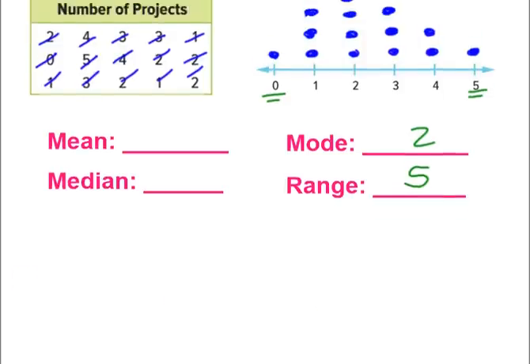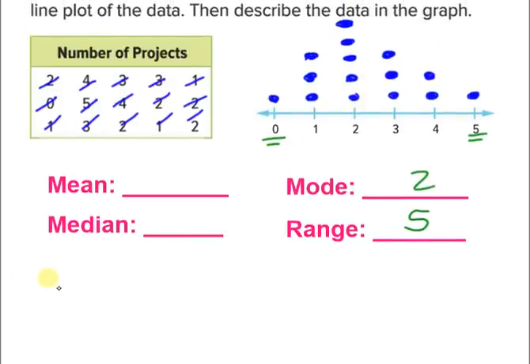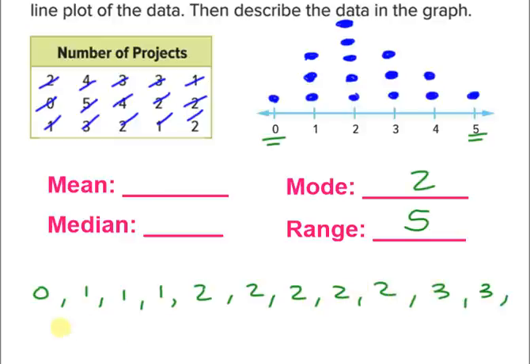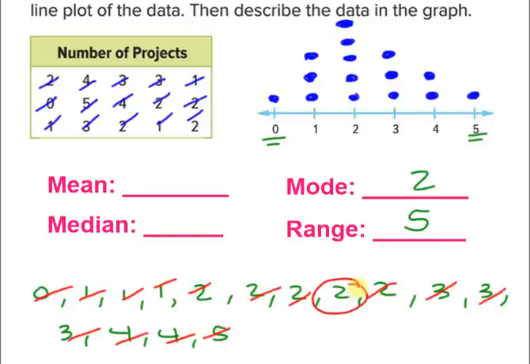Let's go ahead and find our median. So we're going to list out our numbers. 0, 1, 1, 1. 1, 2, 3, 4, 5. I have 5 2s. 1, 2, 3, 4, 5. I have 3 3s, 2 4s, and 1 5. So I need to find the median. Two is the median.